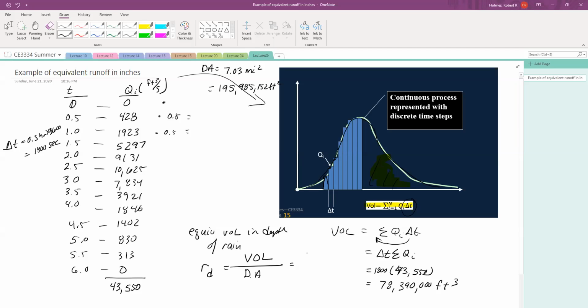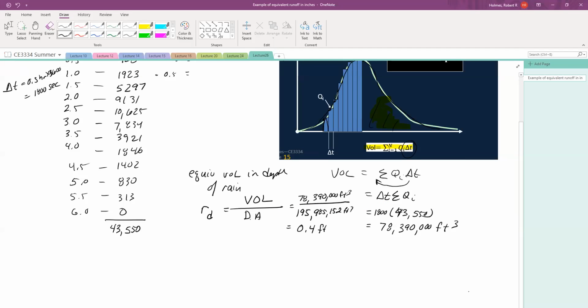So if I take that volume, 78,390,000 cubic feet, divided by my drainage area of 195,985,152 square feet, I end up getting an equivalent amount of rain of 0.4 feet. Then if I want to convert that to inches, I multiply by 12 inches in 1 foot. That ends up being 4.8 inches. So my equivalent rainfall is 4.8 inches.